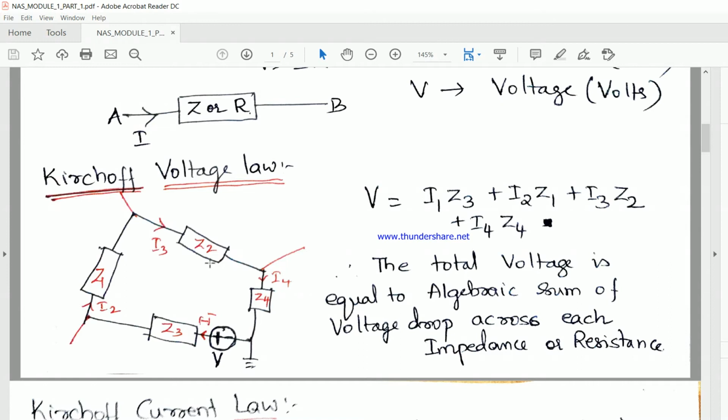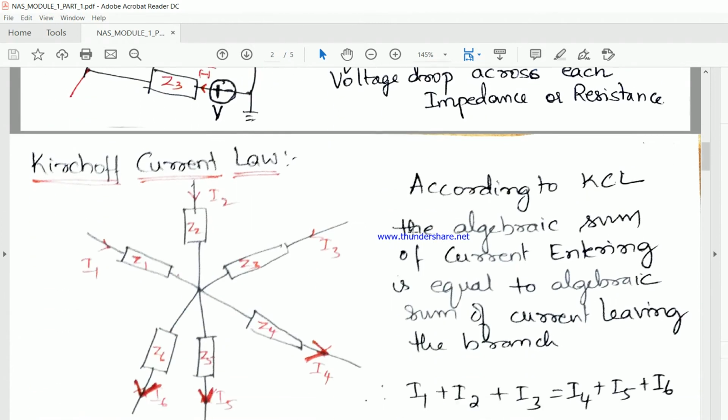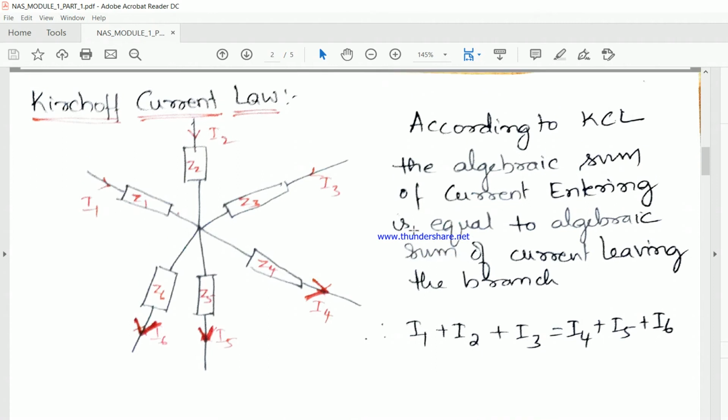So that is the significance of Kirchhoff voltage law for anyone analyzing a problem using KVL. In short, we call it KVL. Okay, KVL means Kirchhoff voltage law. Similarly, when I go to Kirchhoff current law, what is Kirchhoff actually? It is the name of a scientist who gave these two laws. So he gave the voltage law and the current law.